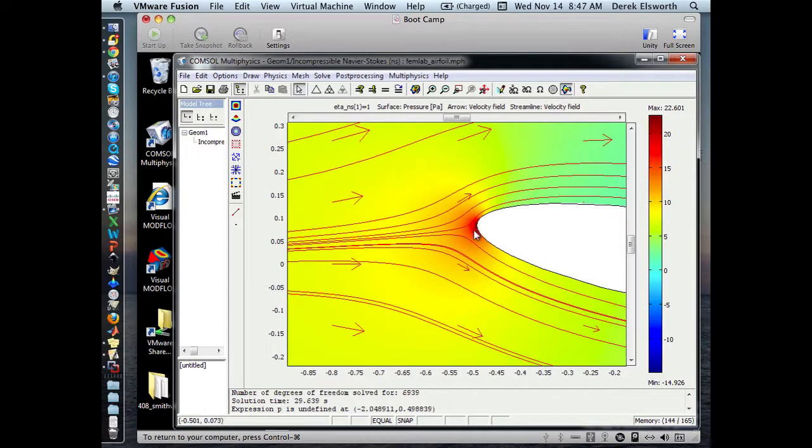The colors are pressure contours. So you get a high pressure where it stagnates at the tip. You see it divides the flow. This would be a stagnation point here, where you basically have the streamlines go either side.